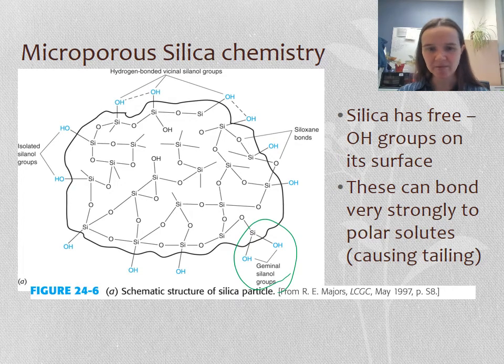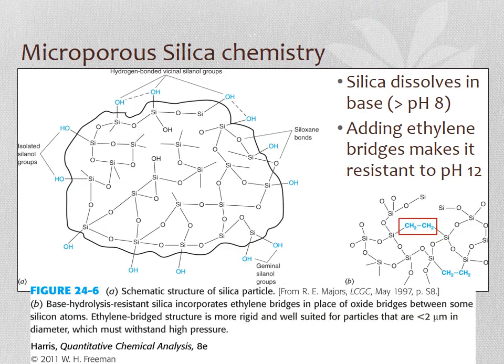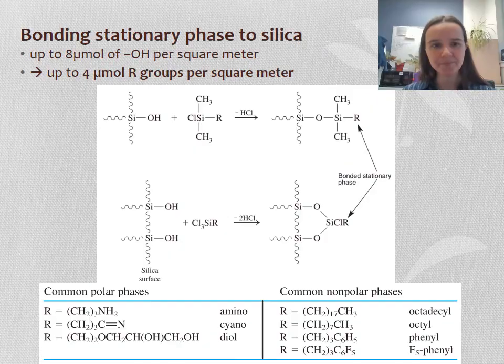So what we do is we put chemistry on top of this. If we put chemistry on top of it, we can do a few things. The first thing is that bases, like OH, will dissolve silica. So at pH greater than 8, just bare silica columns are going to dissolve away, which is bad. If you put this ethylene bridge, which is in red here, across things, then you're able to make this resist basic conditions and be tolerant up to pH 12. So we're fixing stuff with chemistry.